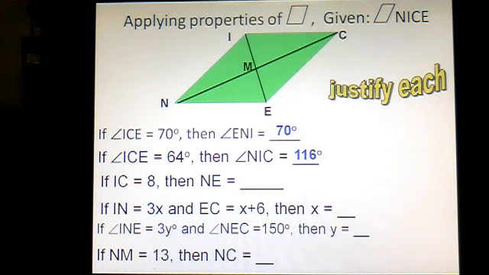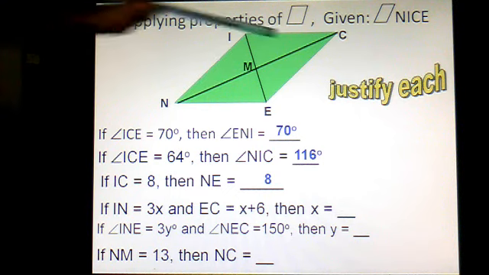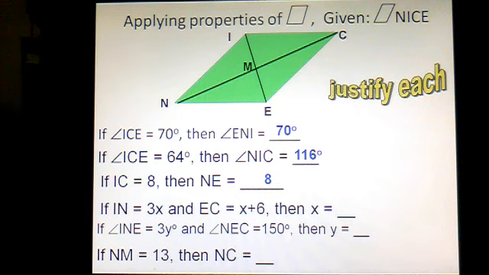Third one on here, hopefully is an easy one. IC, this side is 8. Of course, you know NE is also 8. And the reason on that is pretty obvious. Opposite sides of a parallelogram are congruent. I think my justifications will come up here in a minute.